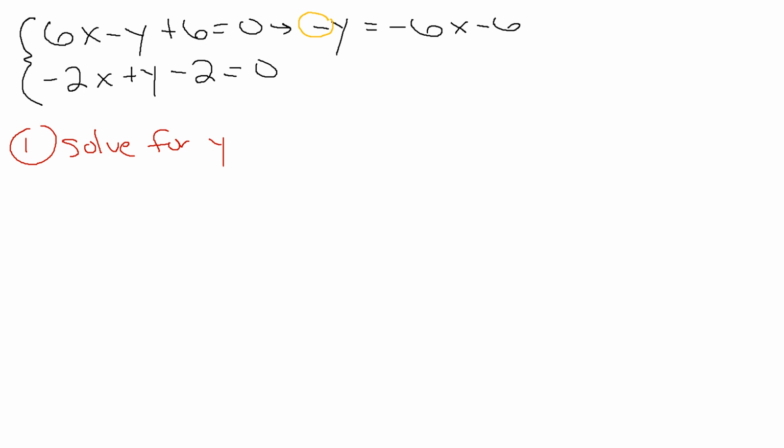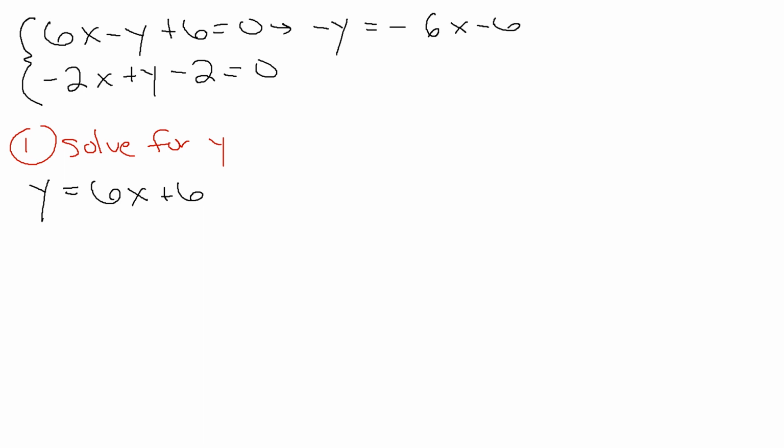So what I really have to do is divide everything by -1, which all that does is change the sign. If you have a negative with that y, just change the sign of every piece. And I erased that. y equals 6x plus 6.